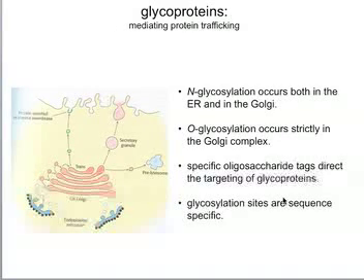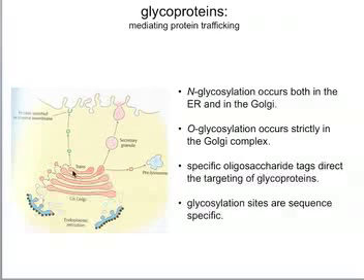Furthermore, we can make some statements about what kind of role this glycosylation plays in trafficking of proteins within the cell. First of all, we can note that N-glycosylation occurs in one set of compartments, both the endoplasmic reticulum and the Golgi apparatus, whereas O-glycosylation occurs strictly in the Golgi apparatus. Without going into too much detail, we'll simply say that a specific kind of oligosaccharide tag directs us to a particular localization.